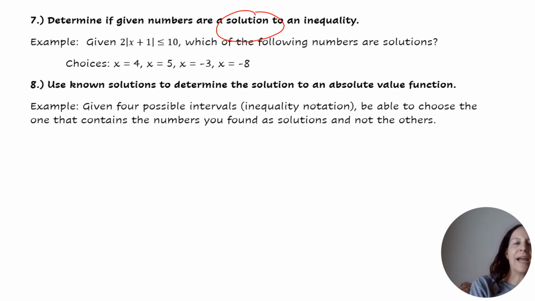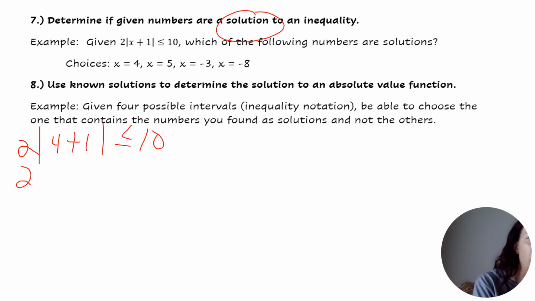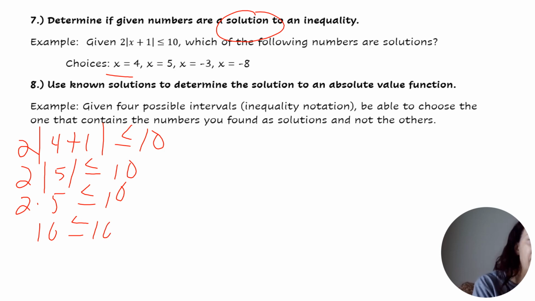And so the intent of that question is that you are going to plug in the options for x. So we would plug in x is equal to 4. 4 plus 1 is 5. The absolute value of 5 is 5. And 10 is less than or equal to 10. So technically, yes, that one works. And then you would do the same with the next one.